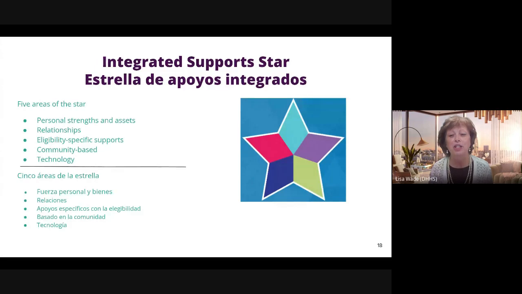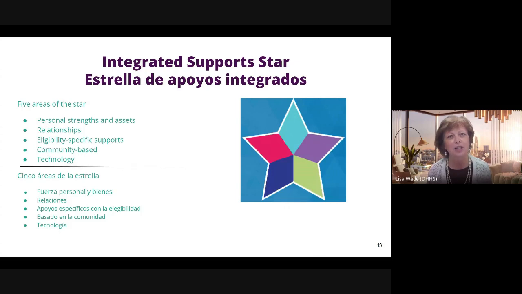So now I want to share some tools that will help you make those important community connections. The first tool I want to share with you is the Integrated Support Star. And there will be a link to the star put in the chat for you so you could access it. There are 5 different sections to the star. The top is personal strengths and assets, and it's teal, and that could include things that you own or things that you're good at, things that you like to do.